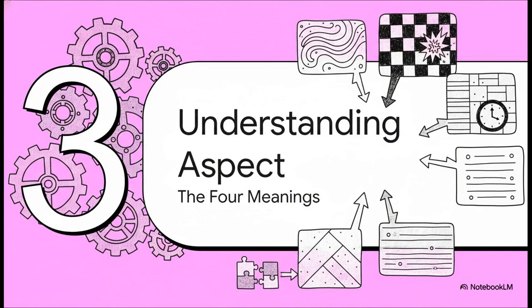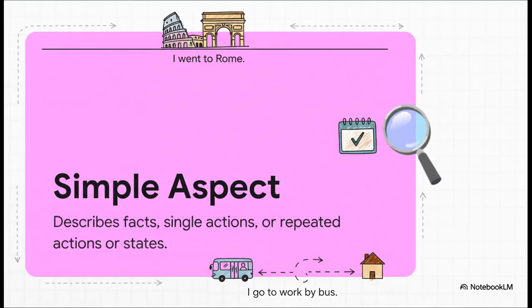Okay, we've got time sorted. Now let's move on to the second part of our formula, which is, in my opinion, where all the magic happens. The four aspects. This is what gives the verb its specific flavor, its real meaning. First up, the simple aspect. Its name really says it all. Its job is just to state facts, plain and simple.